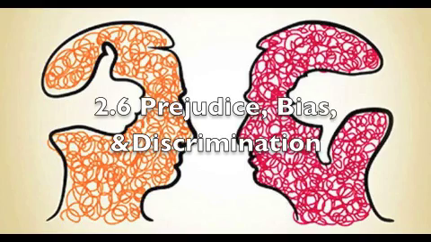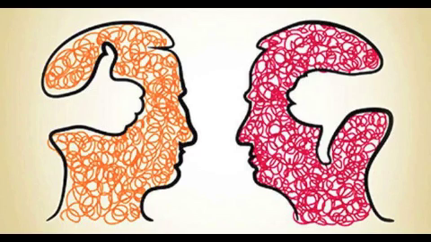Lecture 2.6, Prejudice, Bias, and Discrimination. The goal of multiculturalism cannot always be achieved. This is due to ethnocentrism, the belief that one's own group is of central importance, including the tendency to judge other groups by one's own cultural standards.